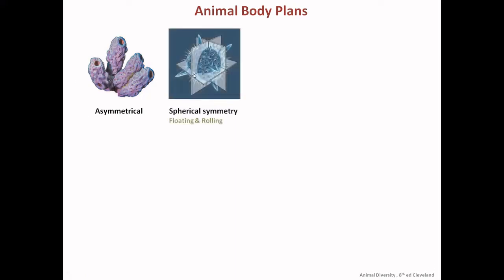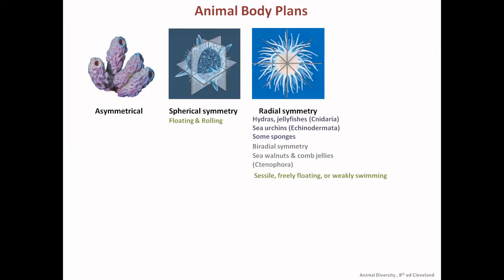Then in this case, it is a sphere like Volvox, and any plane passing through the center of the body divides this animal into two equal halves which are mirror images of each other. So this is the spherical symmetry, shown by Volvox, and this type of body plan is responsible for floating and rolling types of activities.